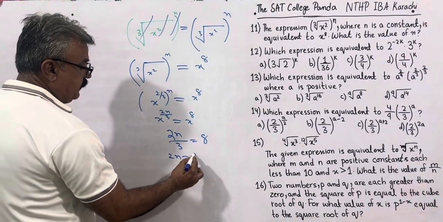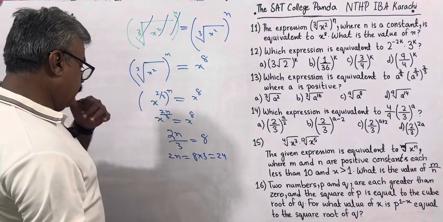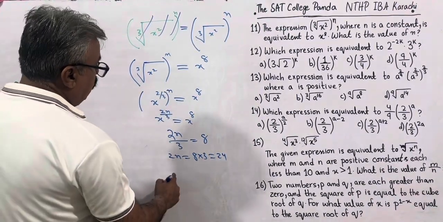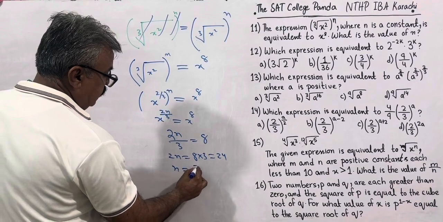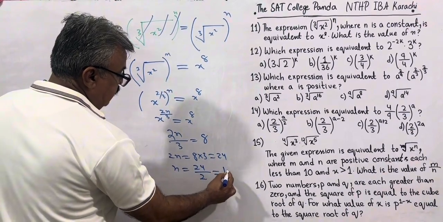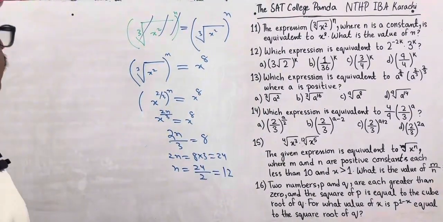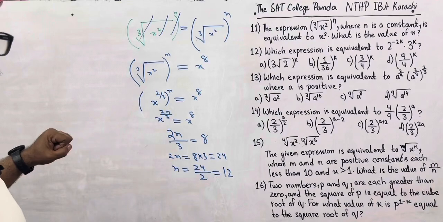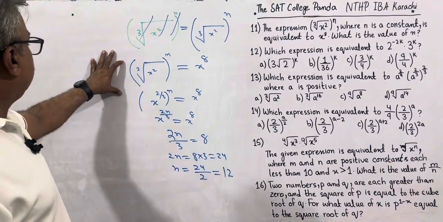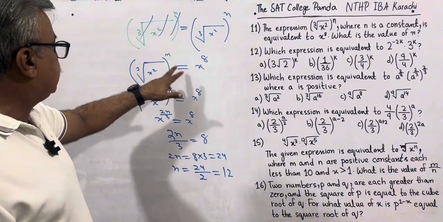2n is equal to 8 times 3, which is 24. Then n is equal to 24 divided by 2, so n is equal to 12 in that case. So the value of n is 12. We have given cube root of x square raised to n is equivalent to x raised to 8.